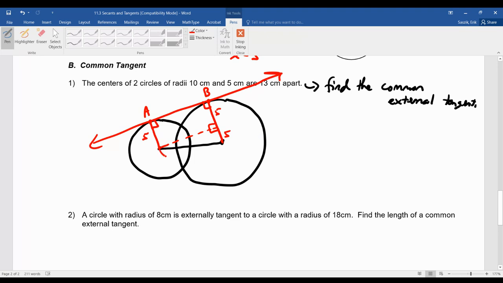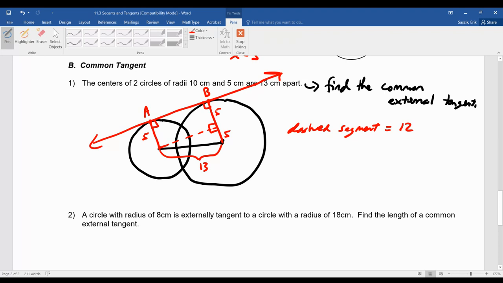Now, down here, remember, we were told that the centers were 13 centimeters apart. We just created a right triangle right in here, and that dashed segment is going to be 12. We have a triple. Remember, the 13's in the hypotenuse position. That's a 5, 12, 13.